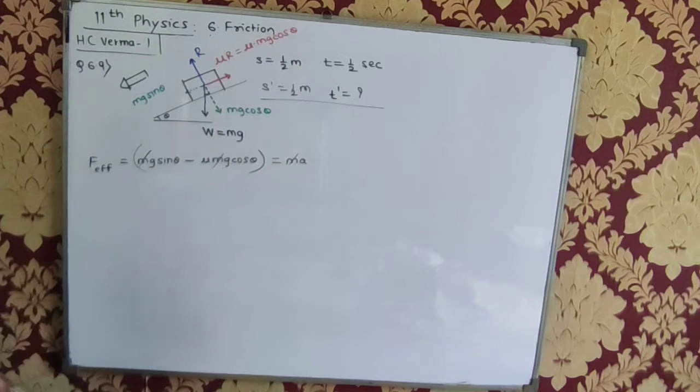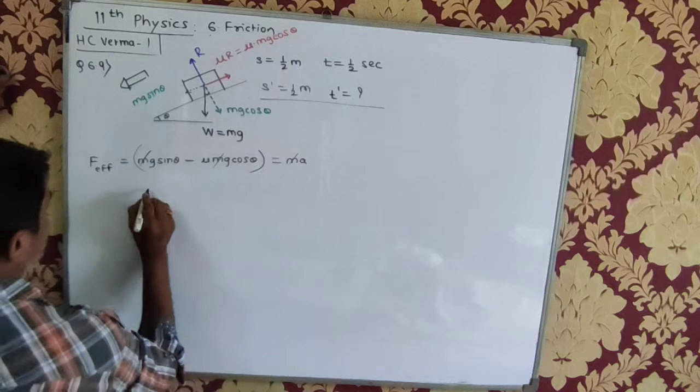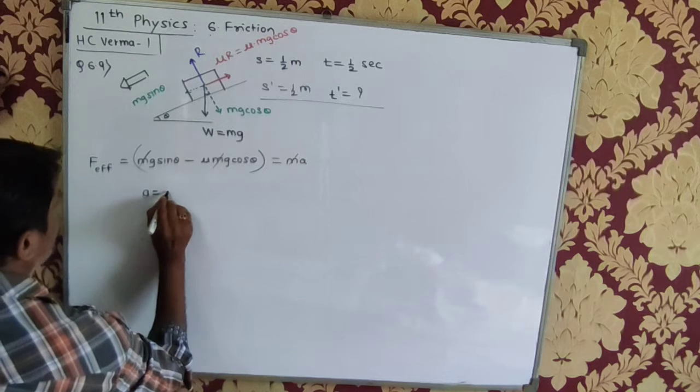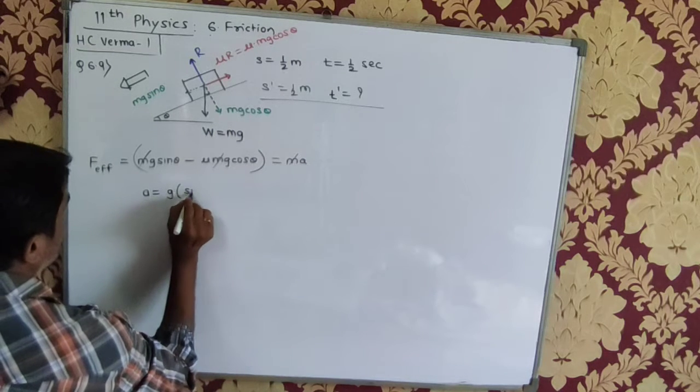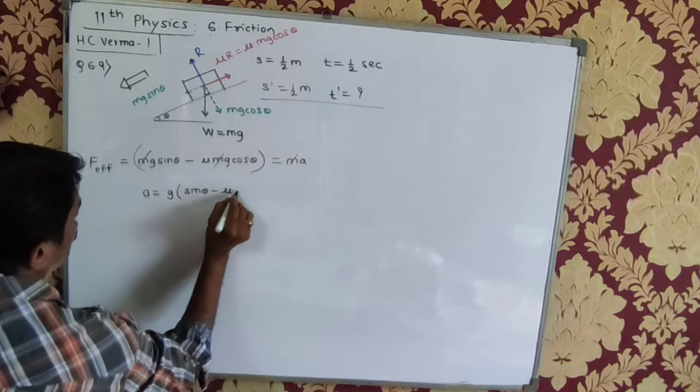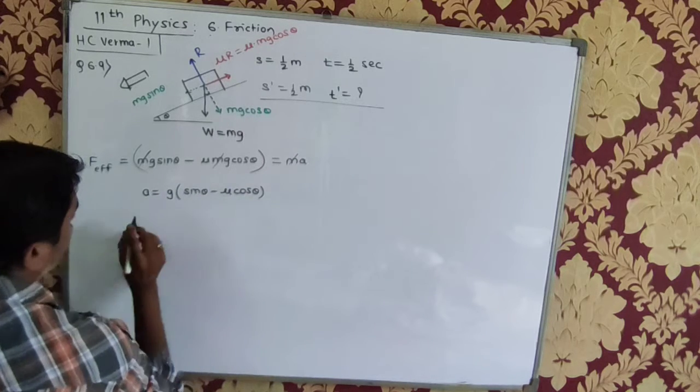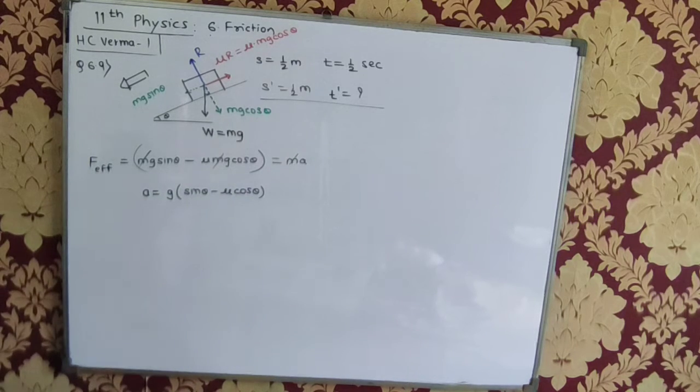Okay. So I will calculate what this acceleration is. Acceleration is equal to g common, sin theta minus mu cos theta. This is the acceleration. Any doubts? No. Okay. Sin theta minus mu cos theta.